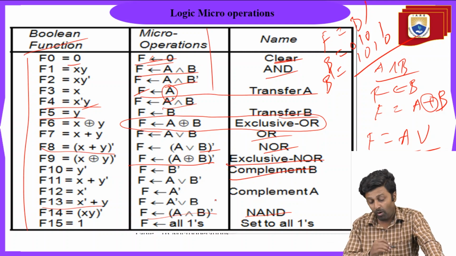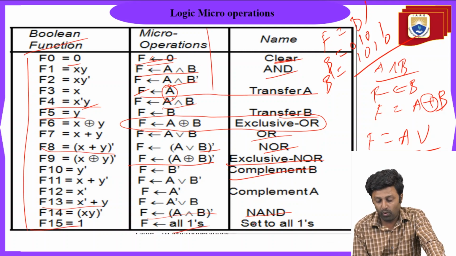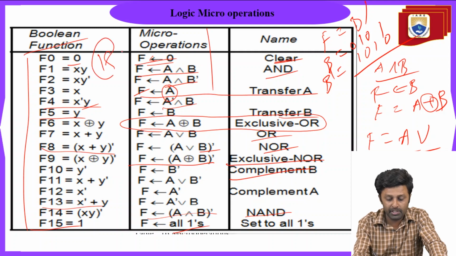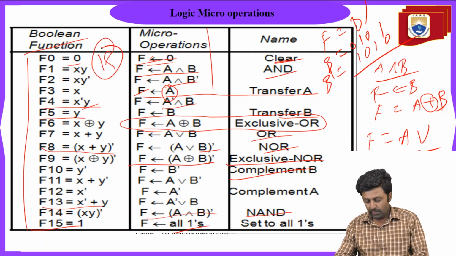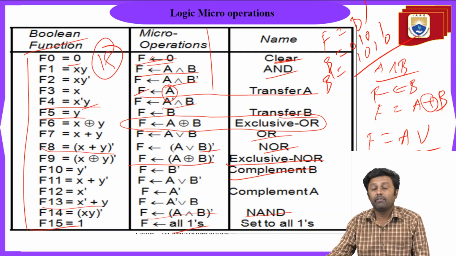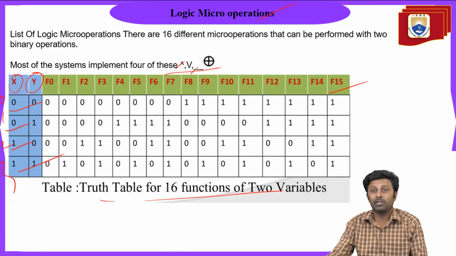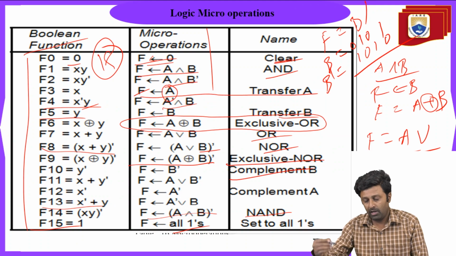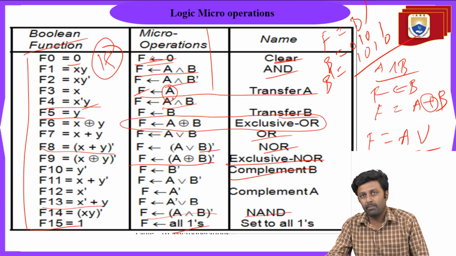If you want to set all the bits to 1, then we will use this function. So these are the 15 micro operations, 15 different logical operations, which can be performed bitwise in the logical micro operations in computer architecture.